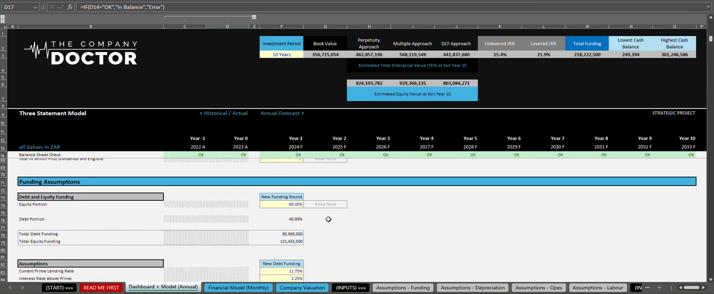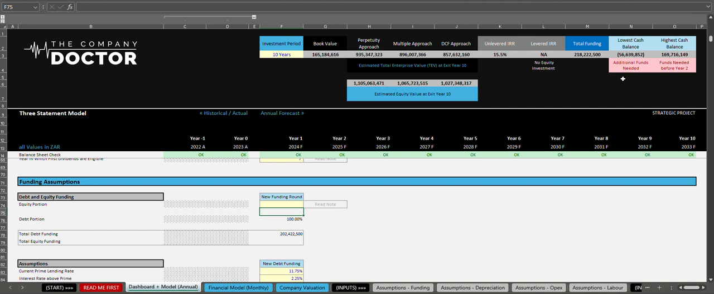Also, if you carry on further, the second major component is the funding assumption side, and here we've split it between debt and equity. Once again, if you start playing around with the equity portion that you expect, let's say there's no equity, you will see automatically that it defaults to 100% debt.